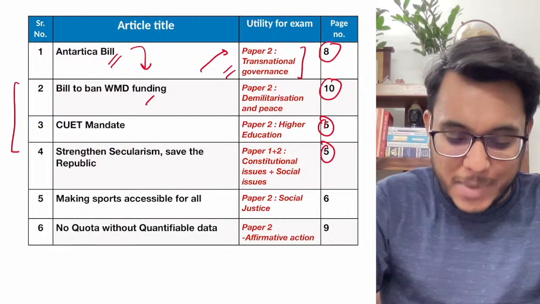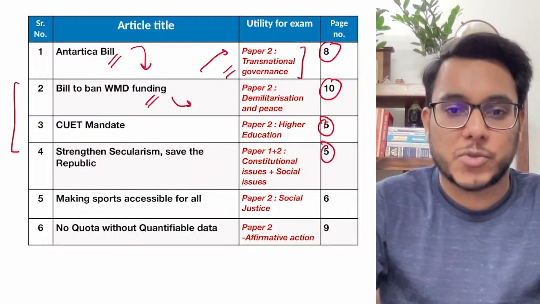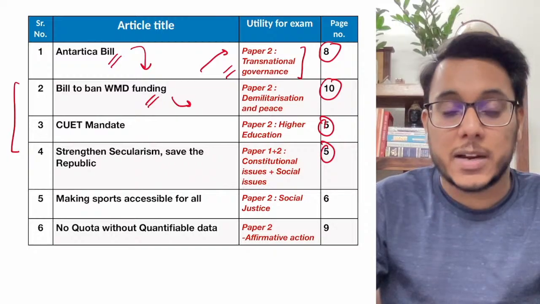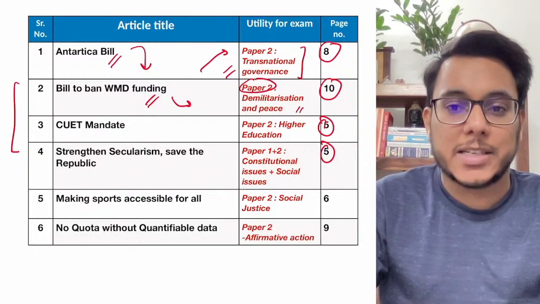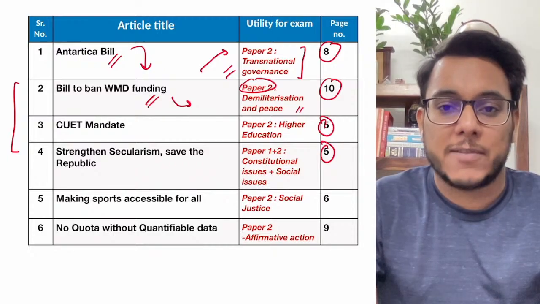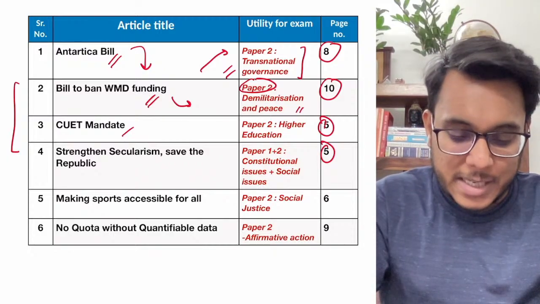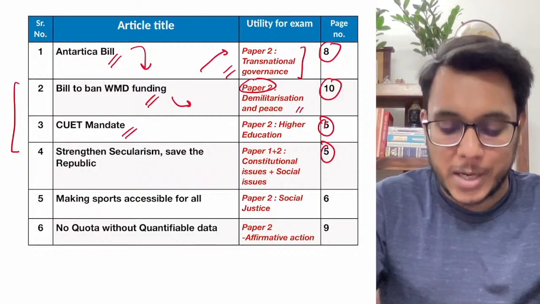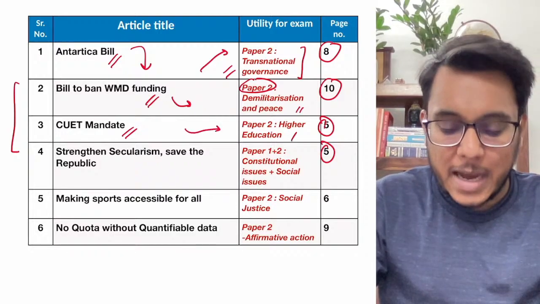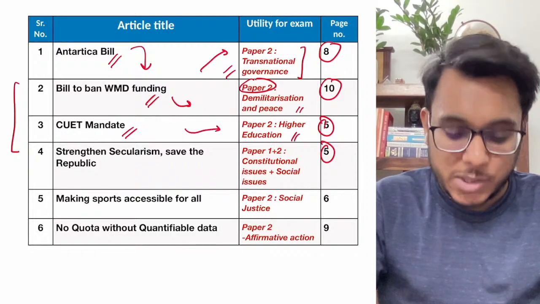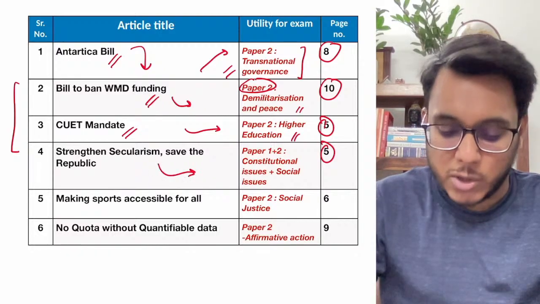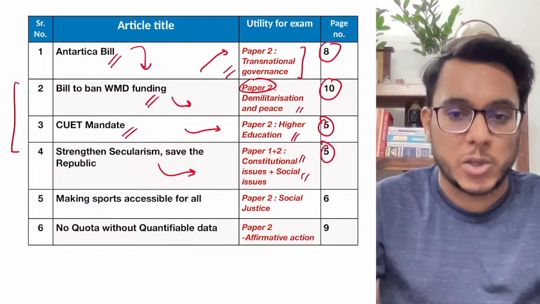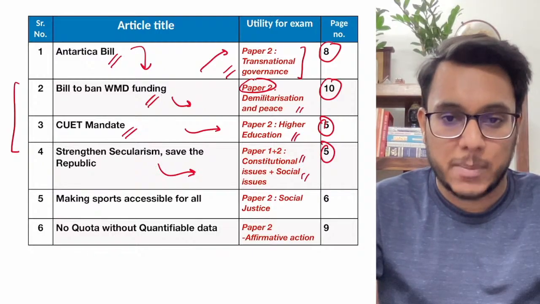Then the bill to ban the weapons of mass destruction funding. Now this particular article will be important with respect to paper number 2, the demilitarization plan of India as well as the efforts for peace. Then the CUET mandate. So guys, this particular article will be important for higher education, paper number 2. Strengthening secularism. This is an editorial and will be important for constitutional issues and social issues, GS1 as well as GS paper number 2.